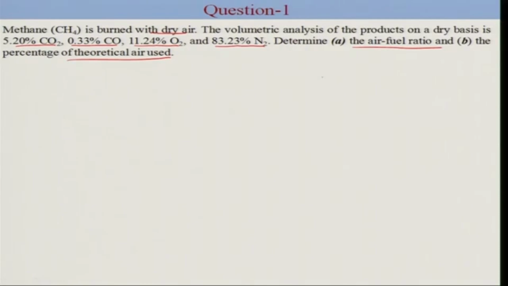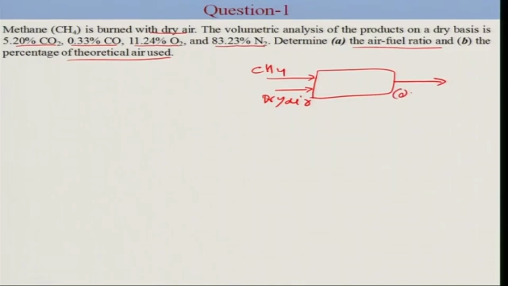So what is happening here? Methane is being burned with air, and this air is dry. Now the product stream contains CO2, CO, oxygen and nitrogen. So first we have to determine the air fuel ratio. We take a basis of 100 kilomole of dry product. Basis is 100 kilomole.